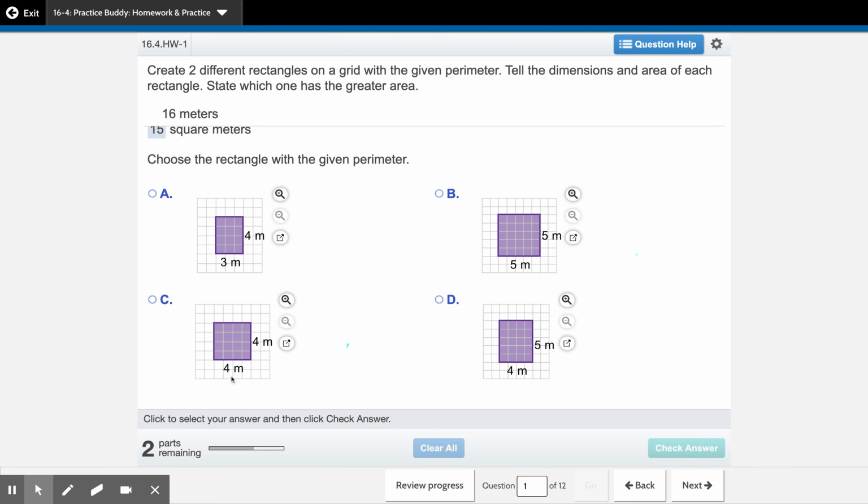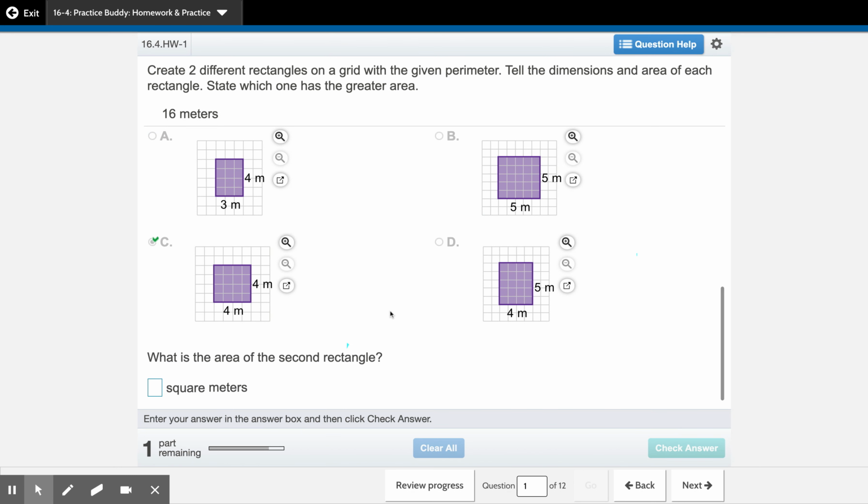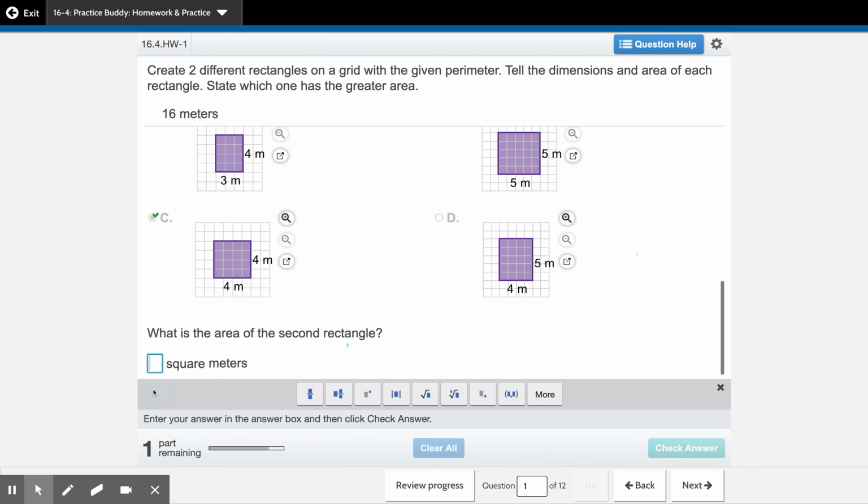4 plus 4 equals 8. And 8 plus 8 does equal 16. So this is going to be our answer again. So I'll check my answer. And we are correct. And I'm finding the area of this. So again, we can count or we can multiply. I know that 4 times 4 equals 16. So the area is 16 square meters.